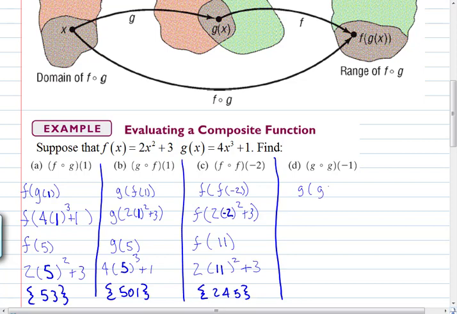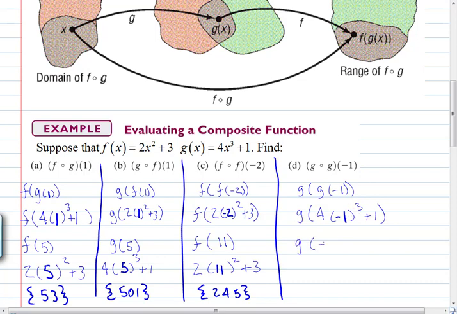So we look at g of negative 1. What does g do? G says you take 4 times something cubed plus 1, but in place of x we're going to plug in negative 1. Negative 1 cubed is negative 1, times 4 is negative 4, plus 1 is negative 3.